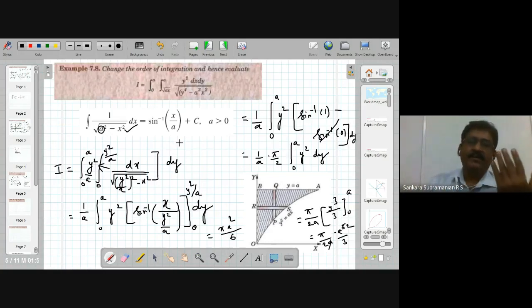Then we have to go for the alternative strip. Then you have to make new limits for x and y. Then we go for the evaluation process. We will complete the problem.